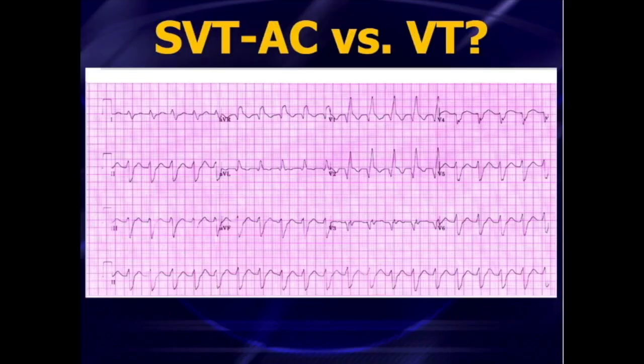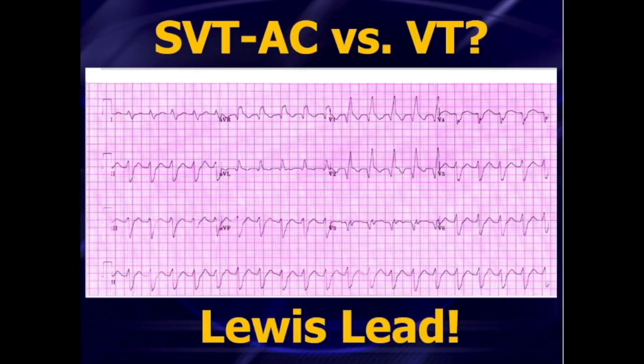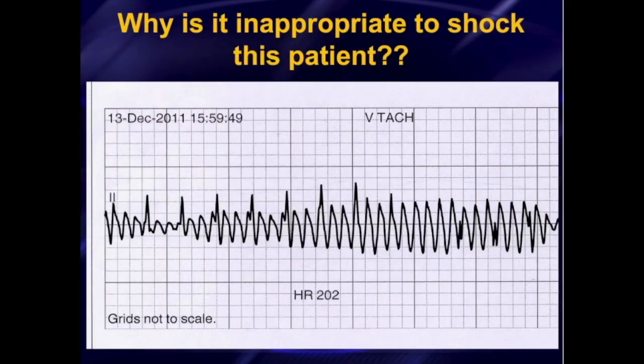We'll talk about some tricks to help distinguish between SVT with aberrant conduction versus ventricular tachycardia. We're going to talk about Lewis leads. For those people that haven't learned about Lewis leads, this is a magically simple thing you can do on the 12 lead. Just by repositioning some leads, you can oftentimes make the distinction between VTach versus SVT when you've got wide complex tachycardias. We're going to talk about some mimics of ventricular arrhythmias.